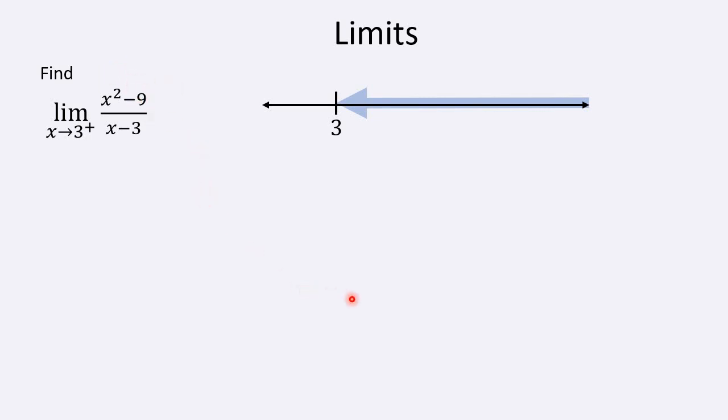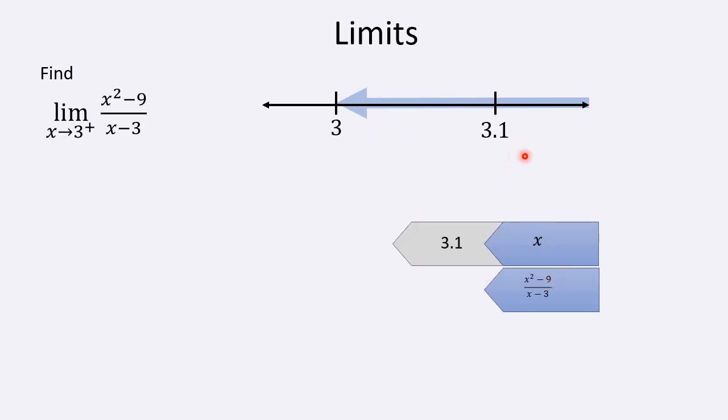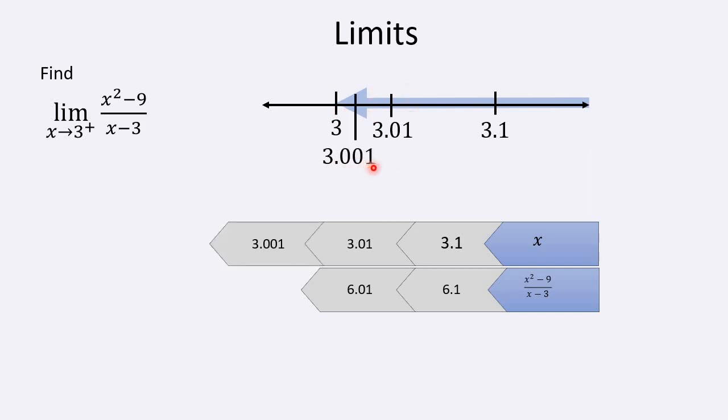Find the limit as x approaches 3 from the right of x squared minus 9 over x minus 3. To do this, we're going to look at values of x and f of x as x is getting closer to 3 from the right. So x and f of x are going to go in these rows. First, I'll choose a number like 3.1. If I plug 3.1 in, I get 6.1 as the function value. A number closer to 3 than 3.1 is 3.01, so I plug it in. When I plug in 3.01, I get 6.01. A number even closer to 3 would be 3.001. If I plug 3.001 into the function, I will get 6.001.